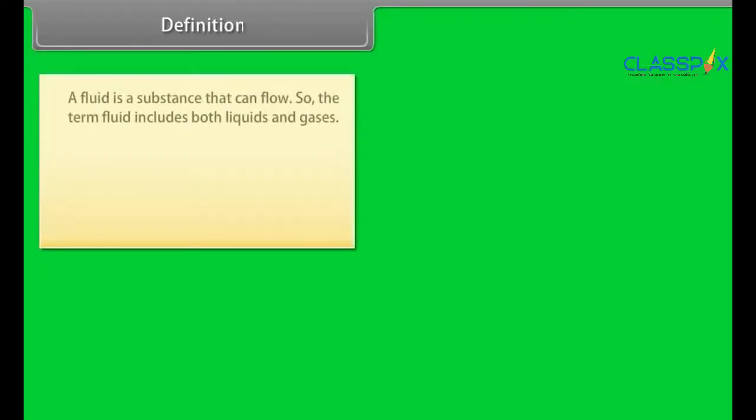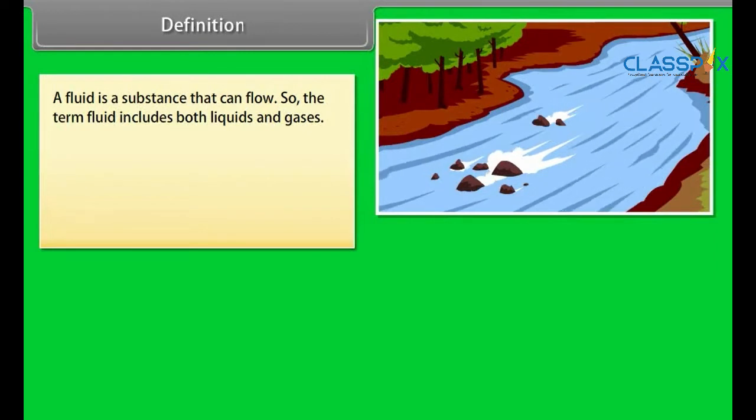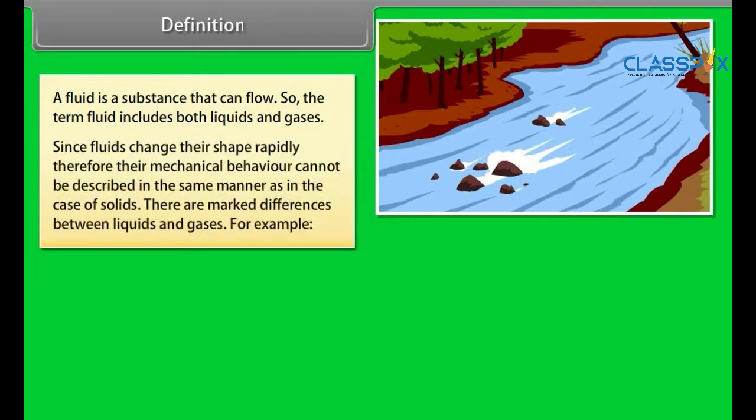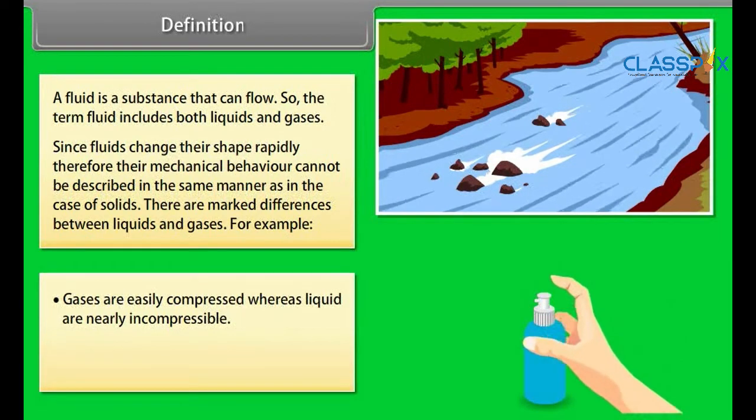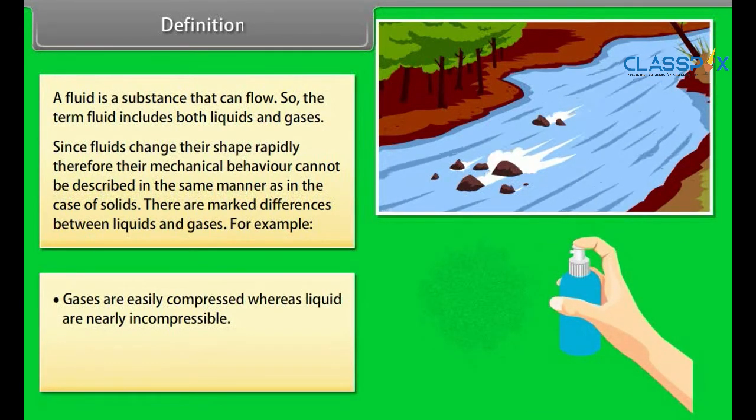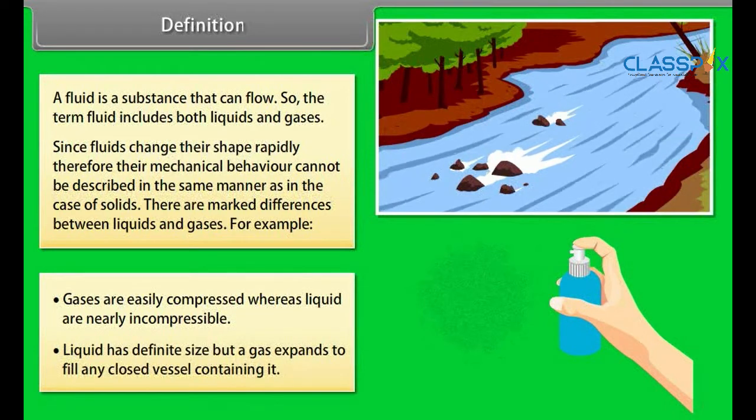Definition. A fluid is a substance that can flow. So, the term fluid includes both liquids and gases. Since fluids change their shape rapidly, their mechanical behavior cannot be described in the same manner as in the case of solids. There are marked differences between liquids and gases. For example, gases are easily compressed, whereas liquids are nearly incompressible. A liquid has a definite size, but a gas expands to fill any closed vessel containing it.